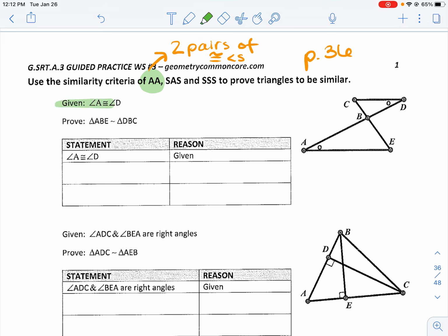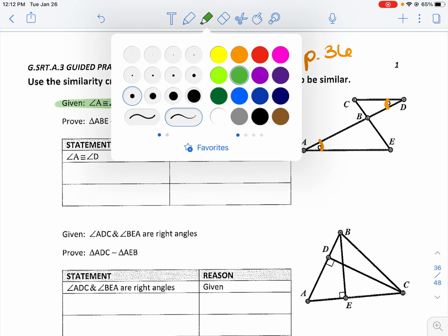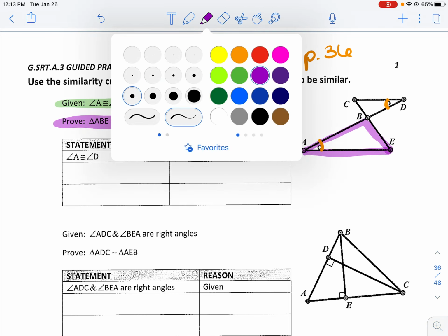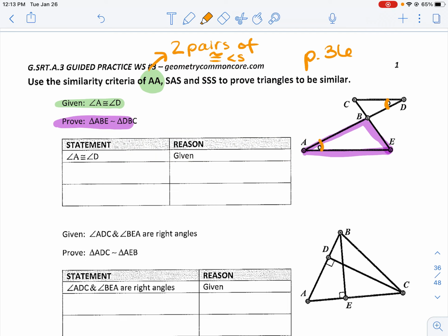So let's look at this proof, and these are pretty short proofs, so I think you guys are going to like them. We're given that angle A is congruent to angle D. So let me mark that up. A and D are congruent. We want to prove that ABE, A to B to E, is similar, not congruent, to D to B to C.